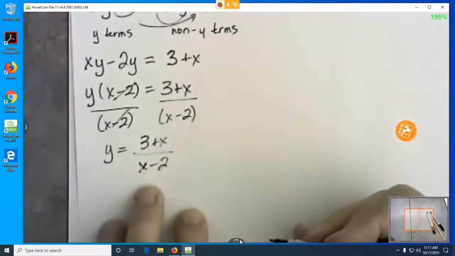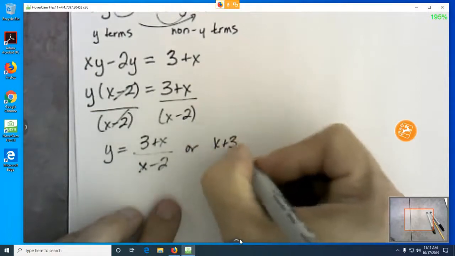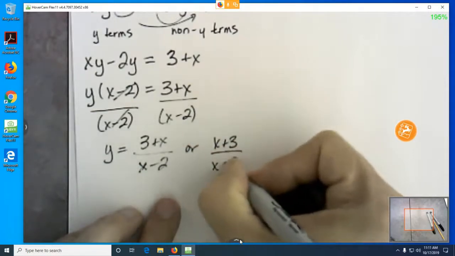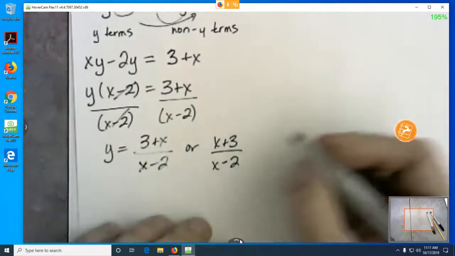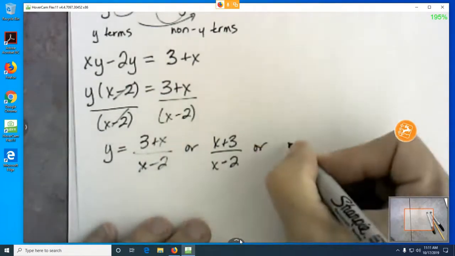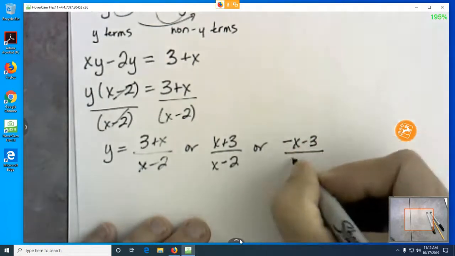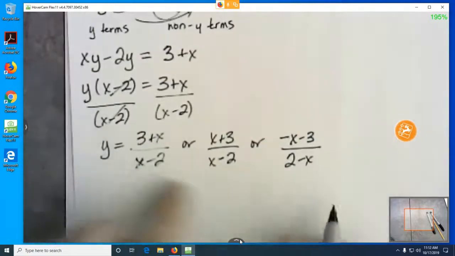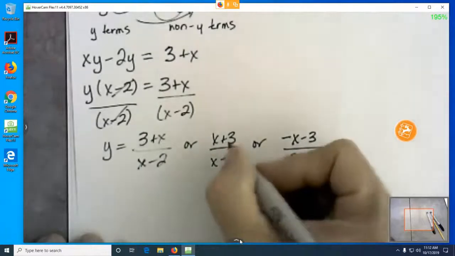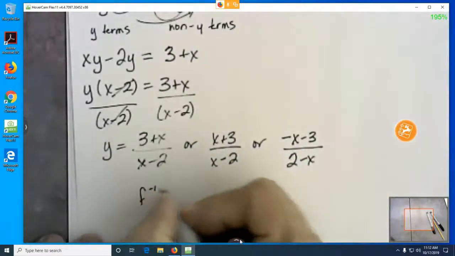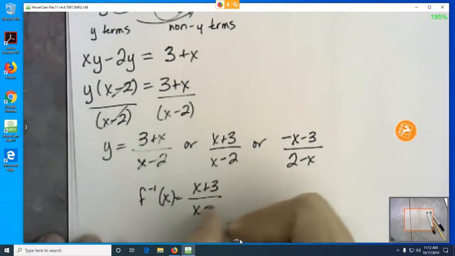So there are a couple different ways you could have written this. You could have also written it as x plus 3 over x minus 2. And depending on which side you put things on, you could have gotten something like, let's see, negative x minus 3 over 2 minus x. Anyway, any one of these would be your inverse function. So I'm just going to write it this way. So my inverse would be x plus 3 over x minus 2.